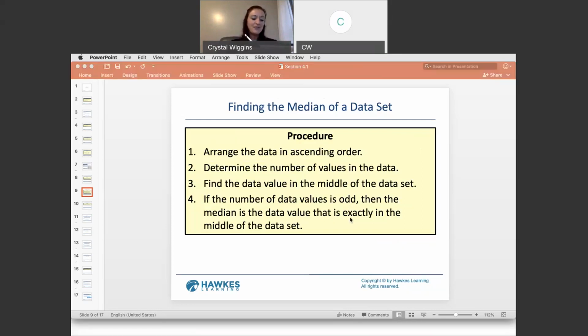So for example, if we're doing 1, 2, 3, 4, 5, let's keep it simple, then we would be finding the middle value of this ordered set. So I cross off, cross off. And in an odd number of data values, there will be exactly a middle number that we will call the median.